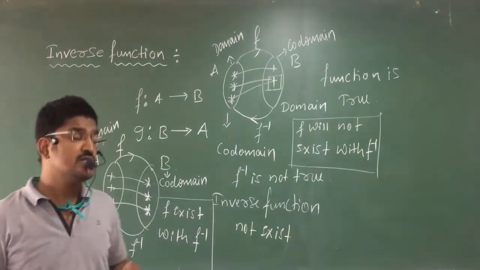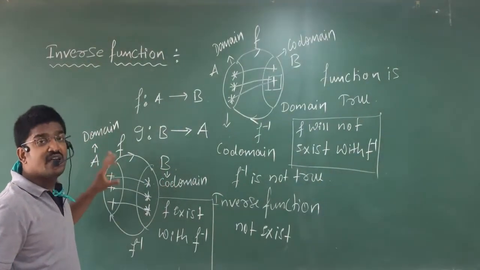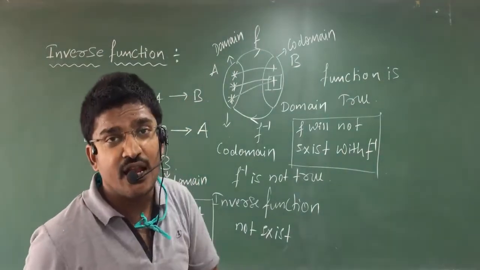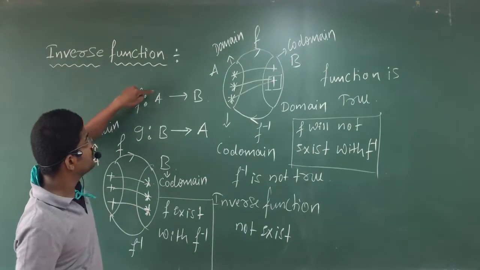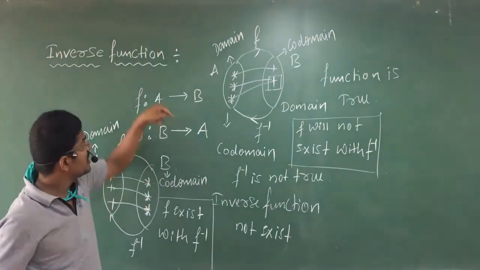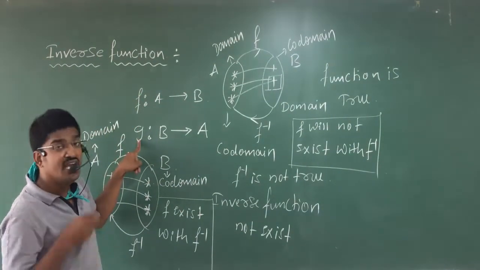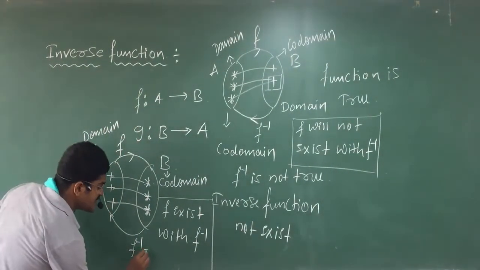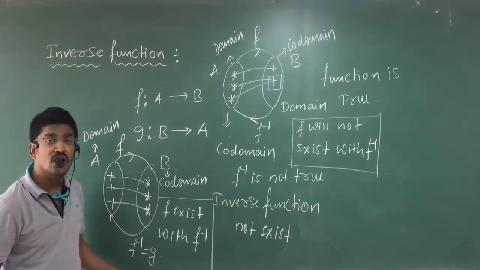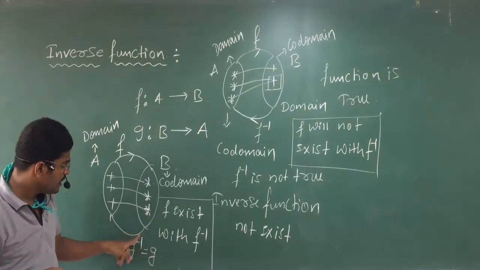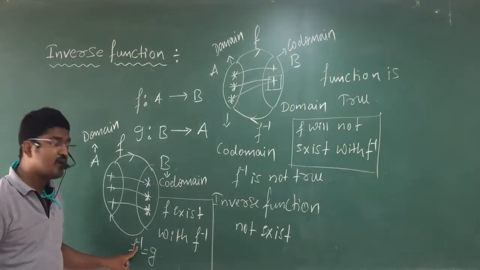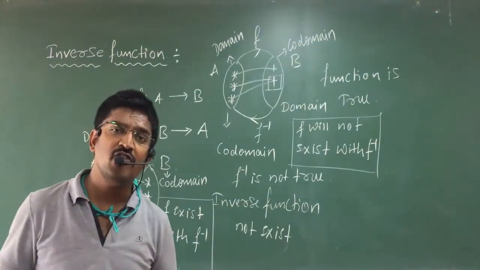Are you clear? So, for this particular function, we can say it is going to exist with f inverse. Clear? That means f is a relation from a to b, g is a relation from b to a. Here f is the function, g is the inverse function. Clear? F inverse is nothing but equal to g. That is the relation from b to a. Inverse function is notated by f to the power of minus 1.